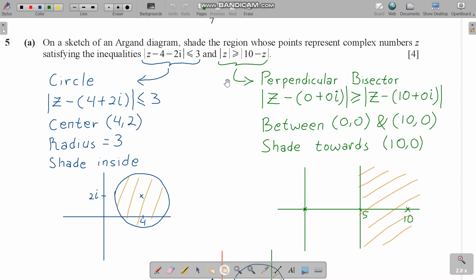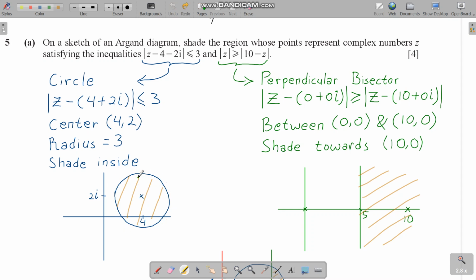So for the left locus, this is a circle because we have z on one side only. To find the center, make it in the z minus z1 form. Notice that if you open up the brackets, you should get the original minus 4 minus 2i. So now we can see the center is (4, 2) and the radius is 3, and smaller than means we shade inside the circle. So this is the center of the circle, the radius is 3, so this is the sketch.